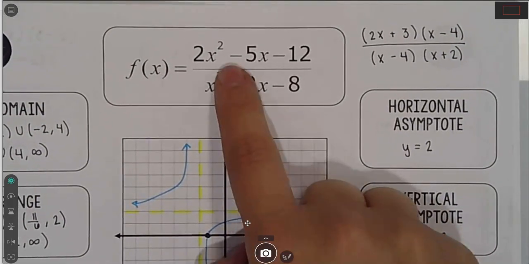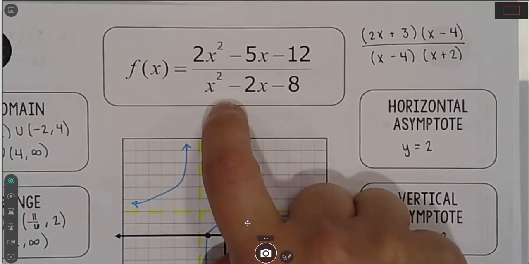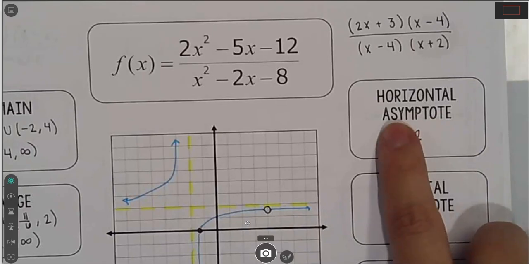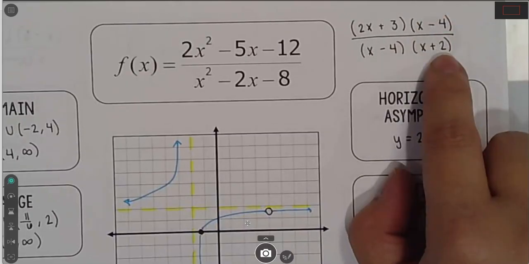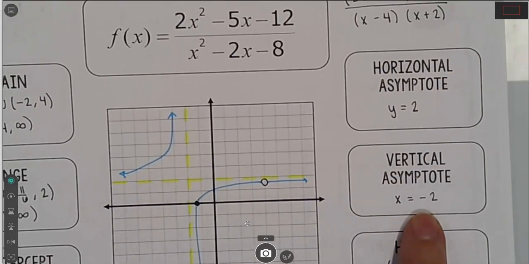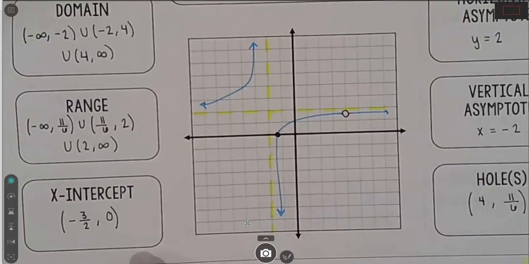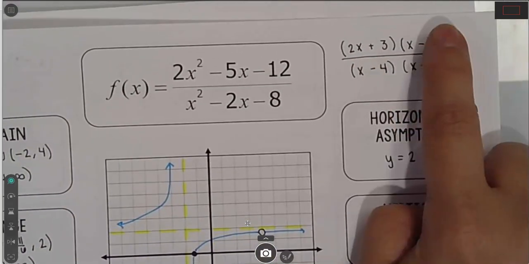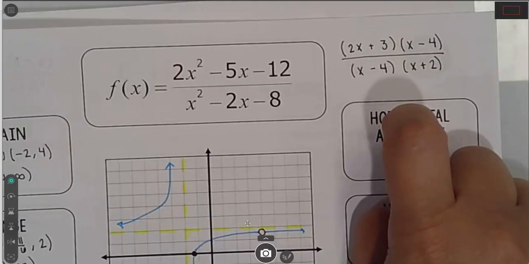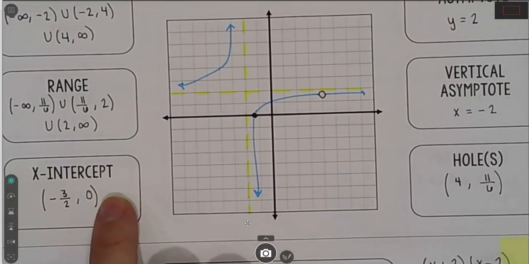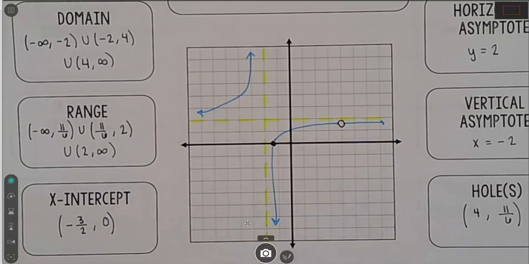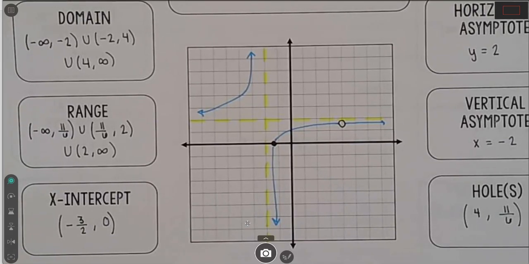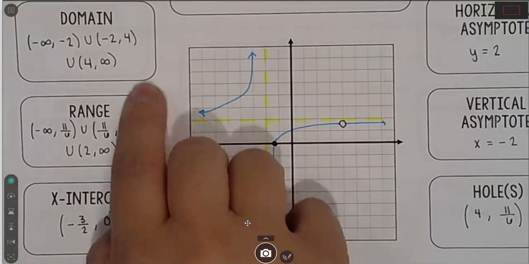The horizontal asymptote, the degree on top and bottom are the same, so you're going to divide the leading coefficients. 2 divided by 1 is 2, so the horizontal asymptote is at y equals 2. The vertical asymptote, once you cancel out the x minus 4s, you're just left with x plus 2 on the bottom, so this gives you x equals negative 2 for a vertical asymptote. And then the x-intercept, that's where the numerator equals 0. After we cancel out the x minus 4, x is going to equal negative 3 over 2. So here's the x-intercept. The domain and range exclude the asymptote and the hole. They include everything else. So here's the domain and here's the range.